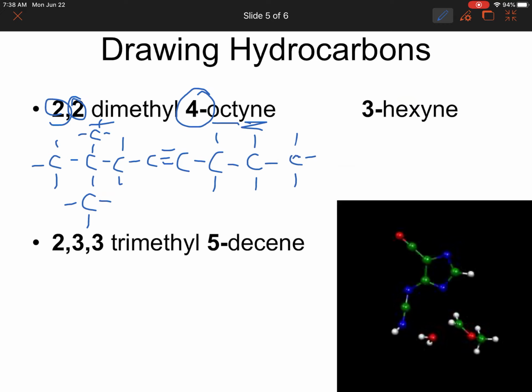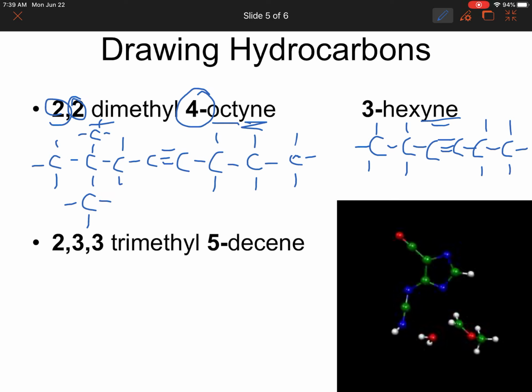Okay, hit pause and try 3-hexyne. Okay, we're back. Hex is 6 carbons. 1, 2, 3, 4, 5, 6. Yne means there's a triple bond. 1, 2, 3. Triple bond. That's it. Remember, count them. It cannot be more than 4 bonds around each carbon atom. Hit pause and try this one. It's the last one here.